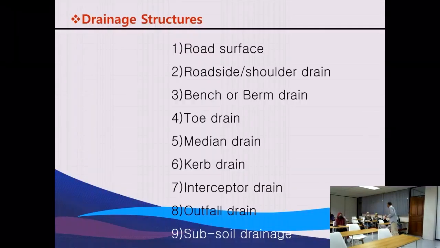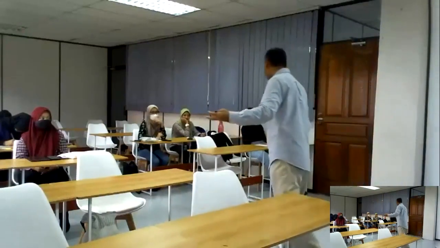But before that, let us go through the kind of drainage structures that we usually provide for road projects. These are some of the most common types. One is the road surface itself, actually a drainage, because water can flow on the road, right? So you can say that is a structure. And second type of drainage is the roadside or shoulder drain. You have the road here, then on the side you will have a drain that we call shoulder drain or roadside drain.